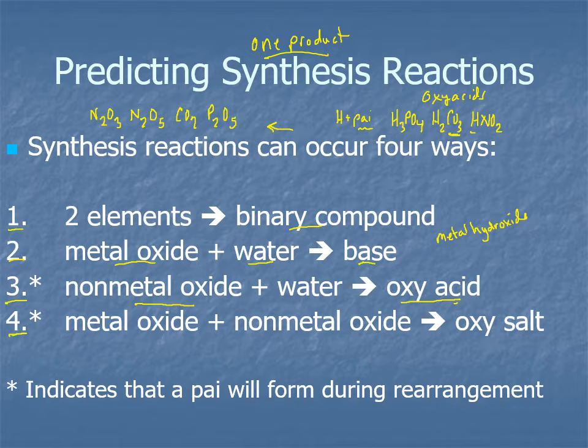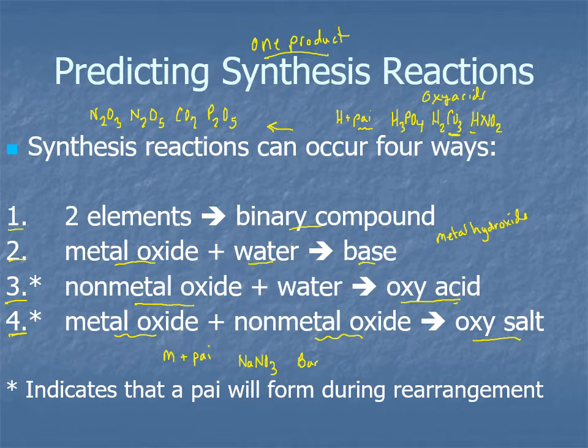And then lastly, down here for number 4, we have a metal oxide. We've already talked about that. A nonmetal oxide, we talked about that. And that makes an oxysalt. Well, what's an oxysalt? Well, certainly oxygen is going to be involved, but what is it? Well, really what it is, it's a metal that combines with a polyatomic ion that has oxygen in it. So examples would be sodium nitrate. That's an oxysalt.